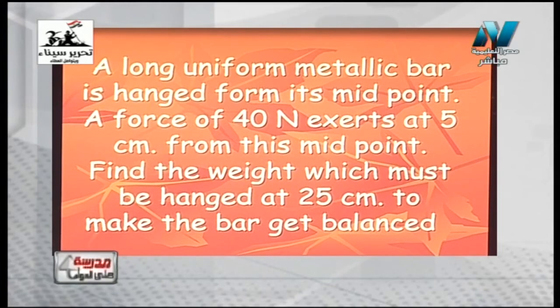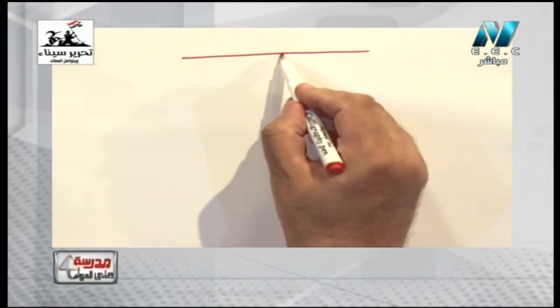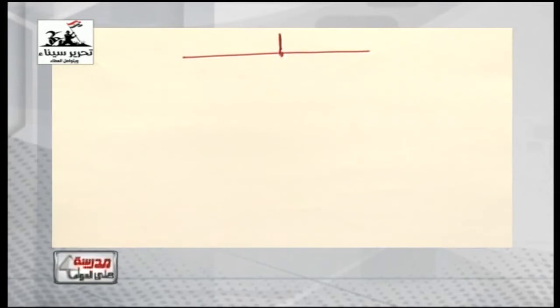So again, another problem of lever. The problem says, a long uniform metallic bar is hanged from its midpoint. A force of 40 newton exerts at 5 centimeter from this midpoint. Find the weight which must be hanged at 25 centimeter to make the bar get balanced. برضو هتخيل شكل lever. I have a long uniform metallic bar like that, hanged from the midpoint.